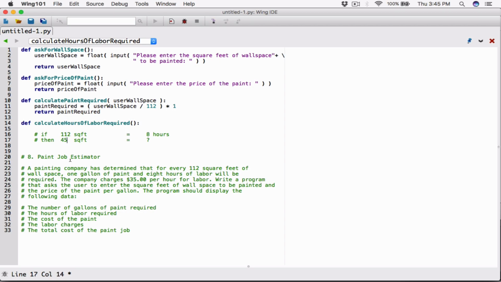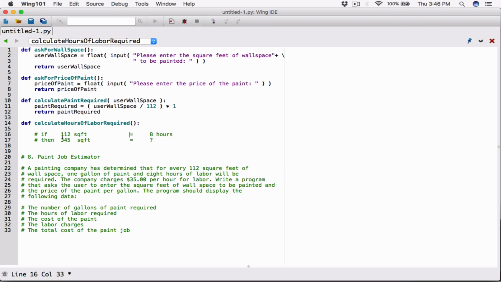Now if this number was, let's say, 400, or let's say 345, it's a big number, right? So if 112 square feet gives us 8 hours, then 345 square feet is obviously going to give us more hours, because 345 is bigger than 112.